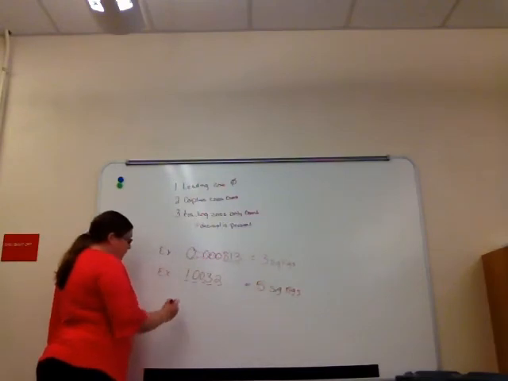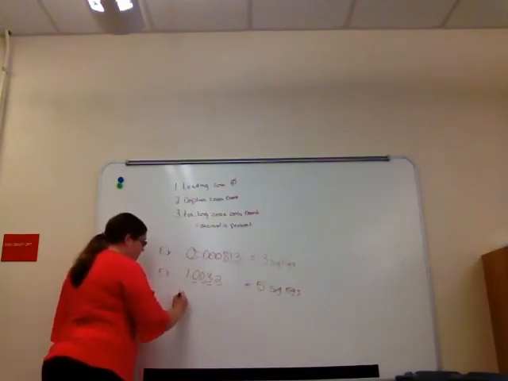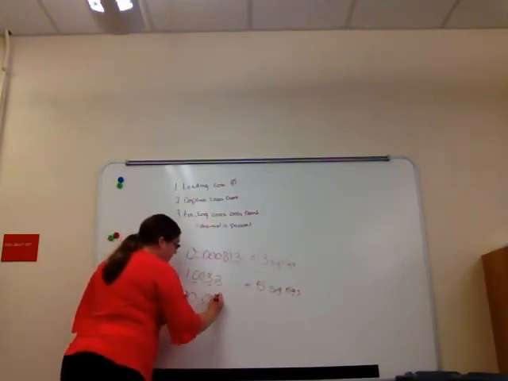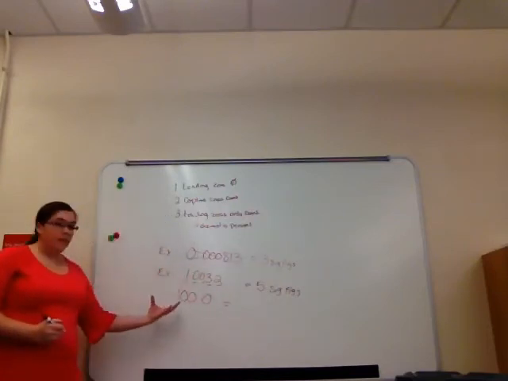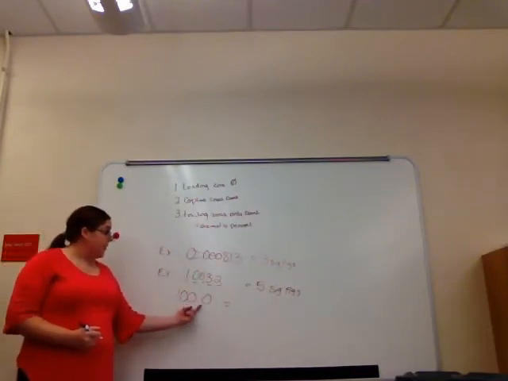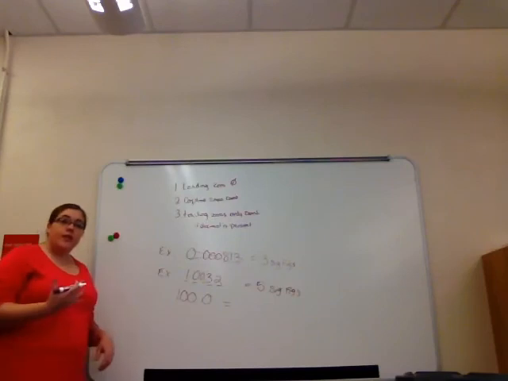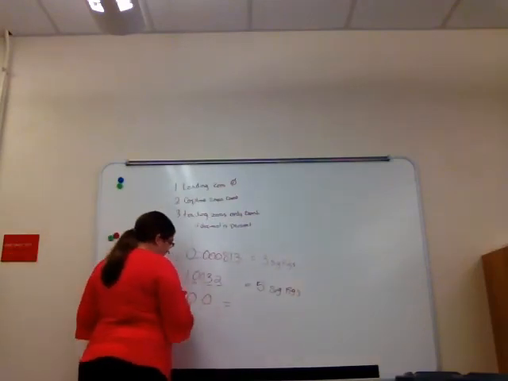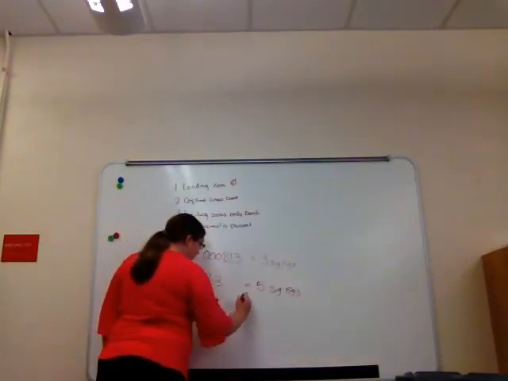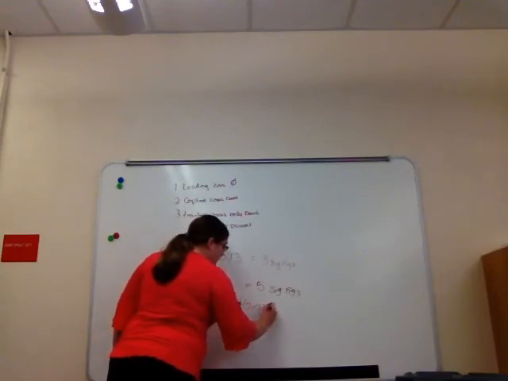Okay, the next one would be like 100.0. Okay, 100.0, notice you have trailing zeros, but notice there is a decimal point. So if there is a decimal point, those count. Okay, each one counts, so you have 4 significant figures.